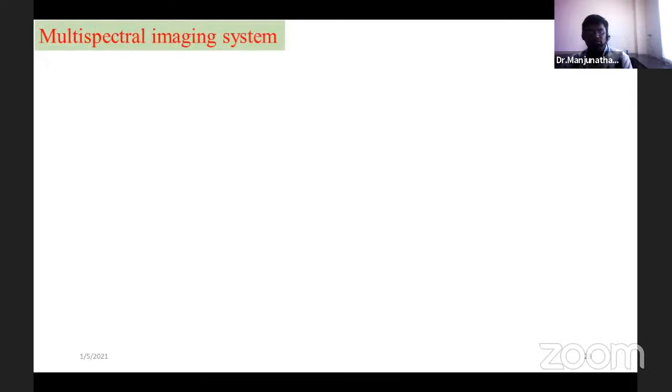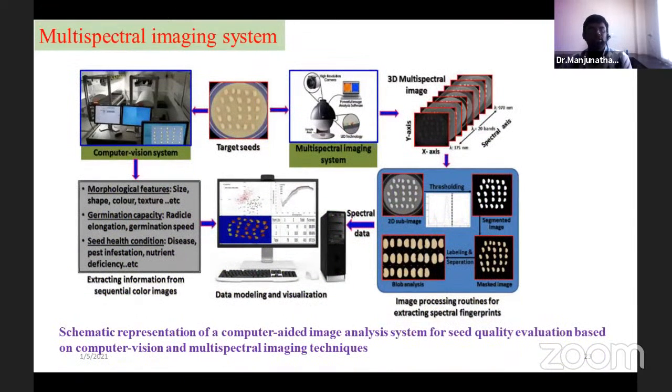Another method is not accepted by ISTA, but recently they are doing work on it: the multispectral imaging system, based on the use of computer vision. Based on different wavelengths of light, we can capture different images of healthy samples as well as diseased samples. When we process those images using different software, you can easily discriminate the healthy and infected samples.